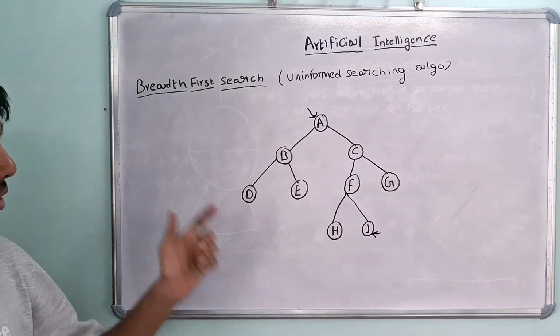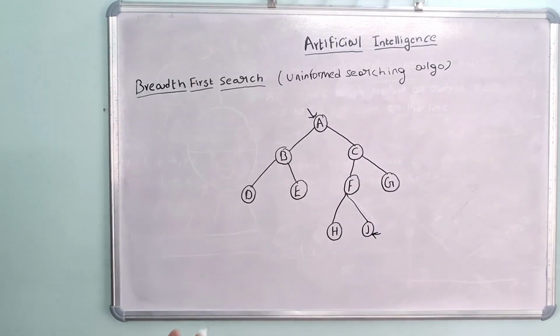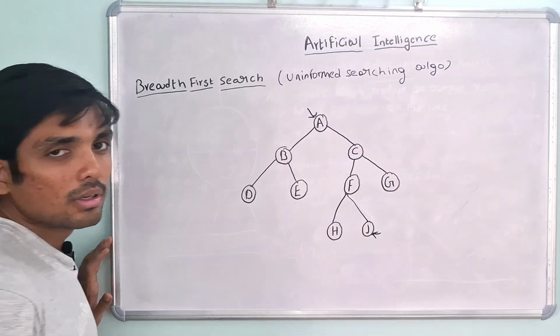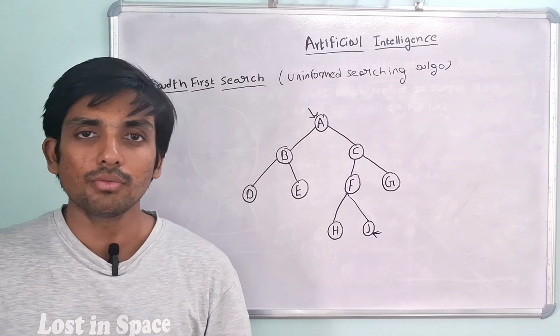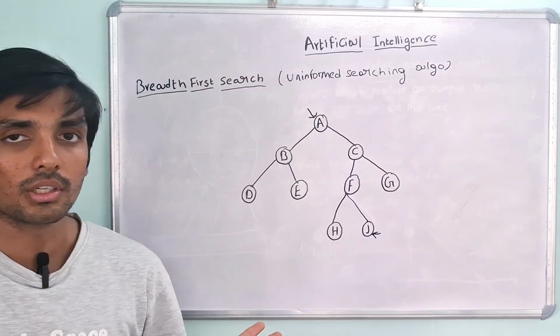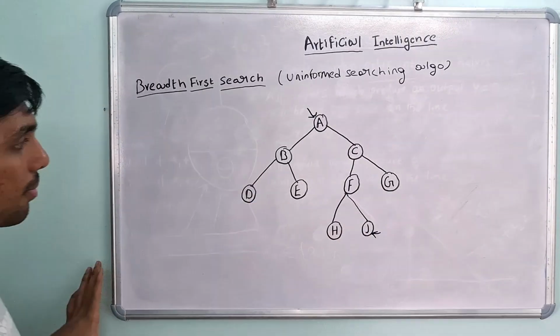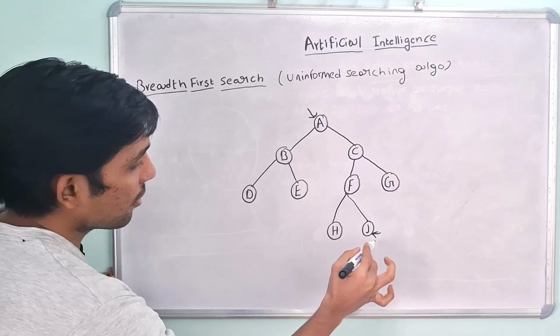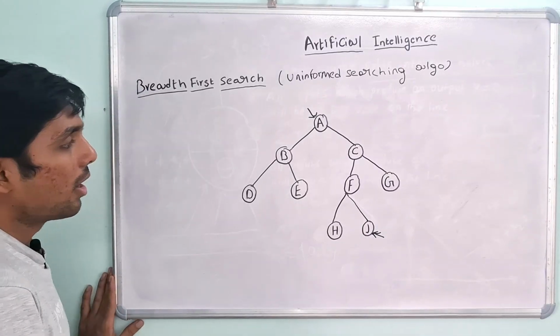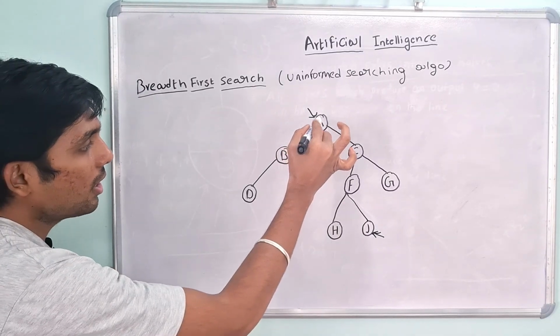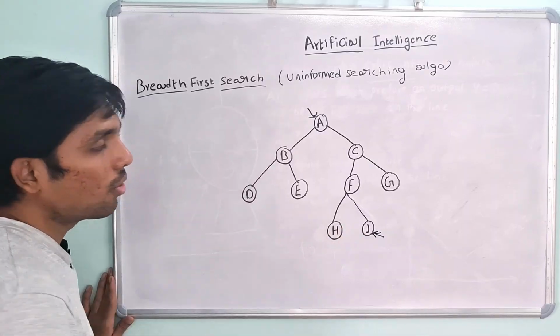Okay, guys, now let us dive into the video. What is an uninformed search algorithm? Uninformed search algorithm means we don't have any prior knowledge about the goal node. I'll explain using this example. This is a binary tree, and A is the initial node, and J is the goal node.